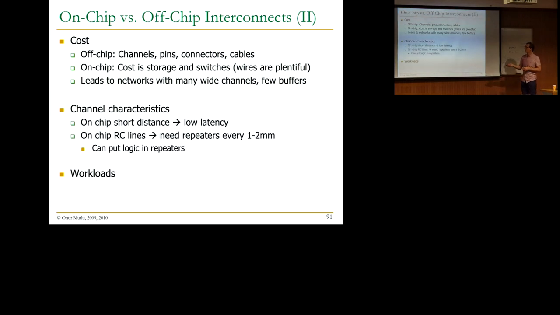In terms of channel characteristics, on-chip you have short distance and low latency, and you have RC lines on chip. You need repeaters at some millimeters, basically. This is based on some technology, of course. You can put logic in repeaters, of course, right?